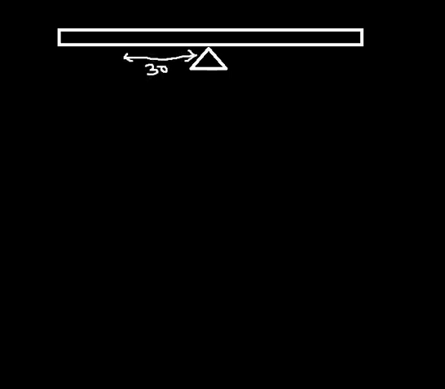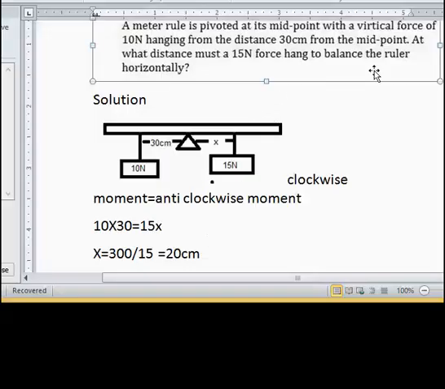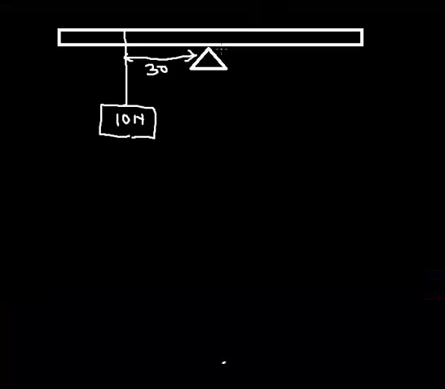So we have a force of 10 Newton. So what are we looking for? At what distance must a 15 Newton force be hung to balance the ruler horizontally? So at what distance from the midpoint? And that should be at the other side, okay? It won't be at this side. If I want to balance the meter rule, I have to hang another force, the force of 15 Newton, at the other side.